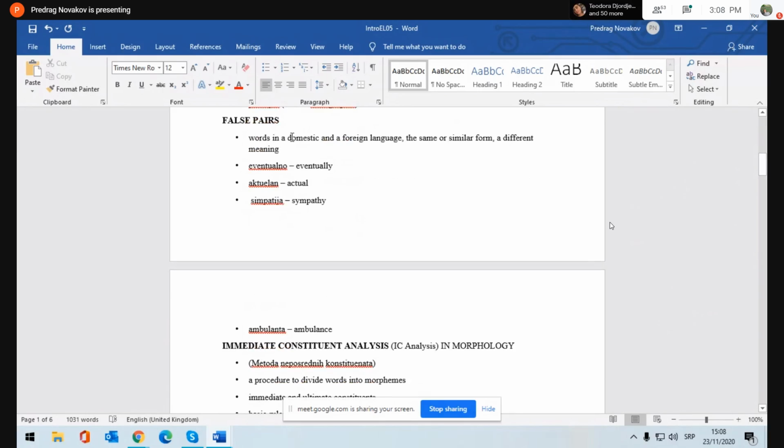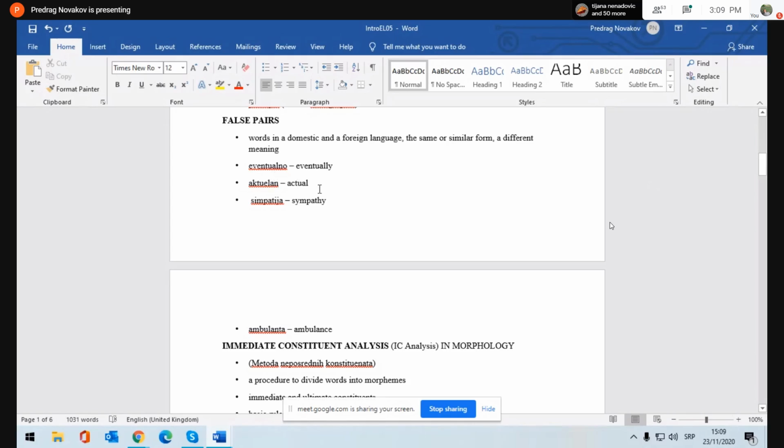We can go to false pairs related to words in morphology. You already know this from secondary school, but let me add it. They are words in the domestic and a foreign language. They have the same or similar form, but a different meaning. Obviously, a foreign word, but with a different meaning in the local language, okay? Eventualno, eventually, what is the difference? Eventualno in Serbian actually means possibly. Eventually, you know what it means. In English, it means finally, okay?